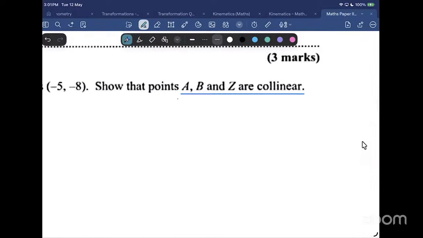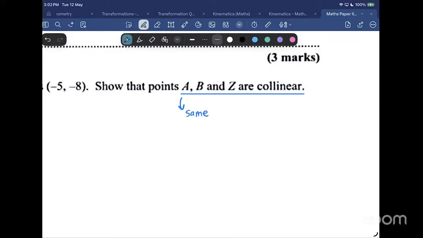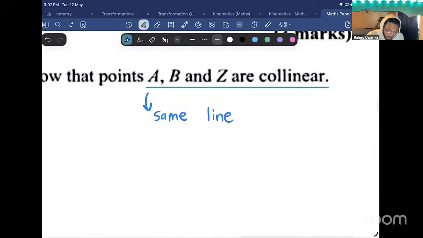Wasn't it y minus y1 equals m in brackets x minus x1? Nah, it wasn't a formula. You had to show that there are scalar multiples and both of them were position vectors. If something is collinear, it just means they're on the same what? Same line. To prove that, you need to show that one vector is a scalar multiple of the other, and that they have a common point.